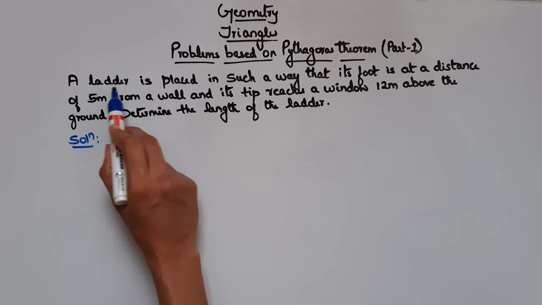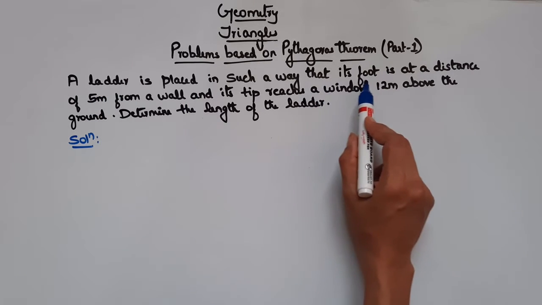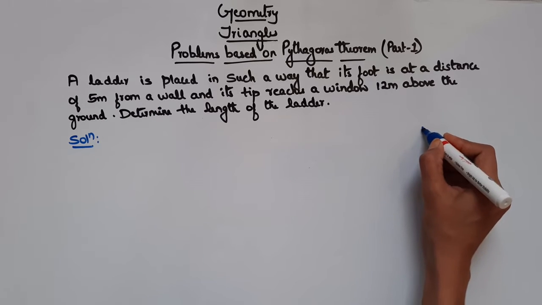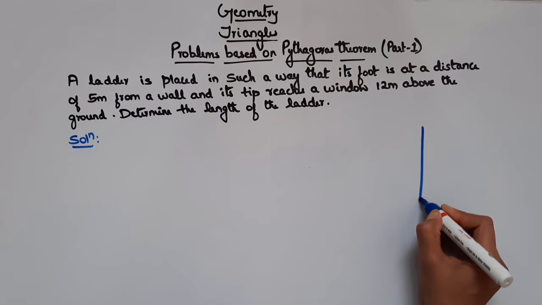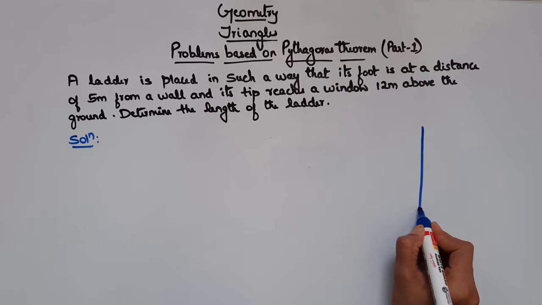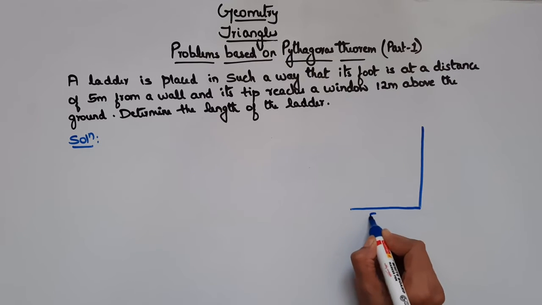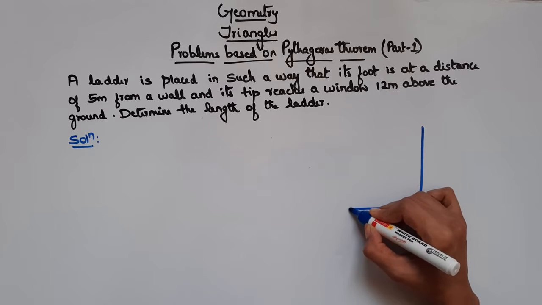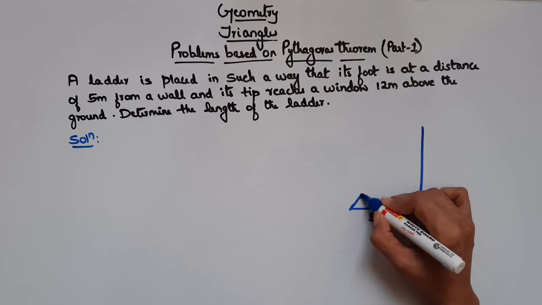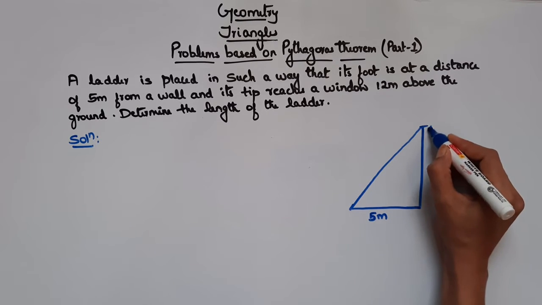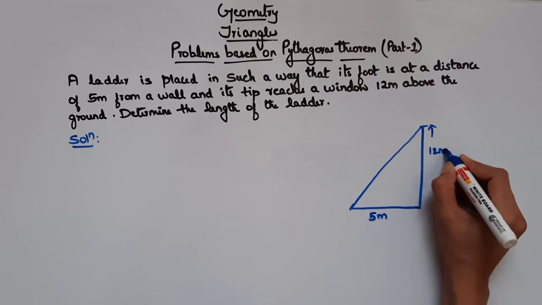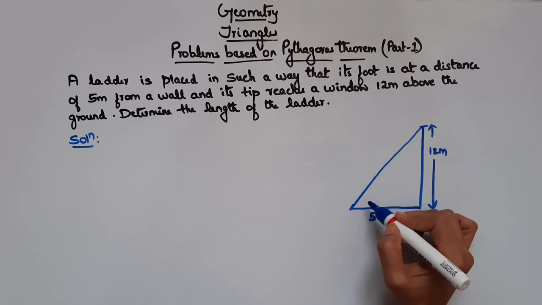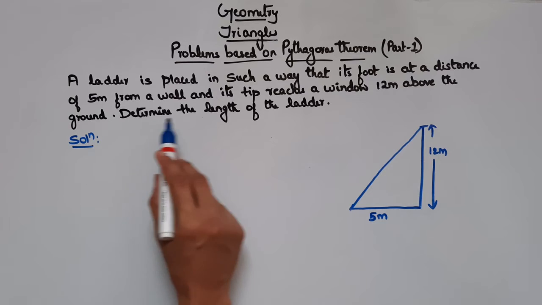So here it says the ladder is placed in such a way that its foot is at a distance of 5 meters from a wall. So let's consider this as a wall. The foot of the ladder is placed at a distance of 5 meters from the wall. So here is the ladder foot. The tip of the ladder reaches a window which is 12 meters above the ground. So here is a window. Now we have to find the length of the ladder.